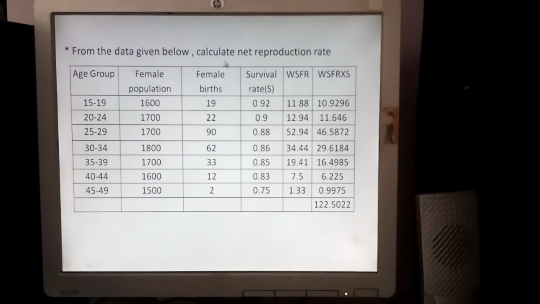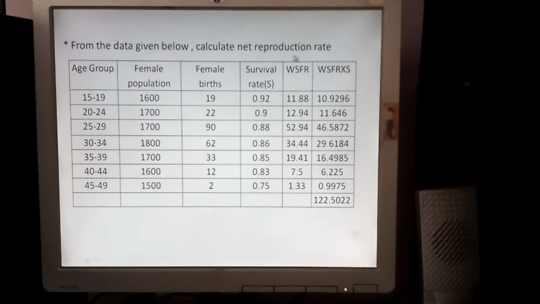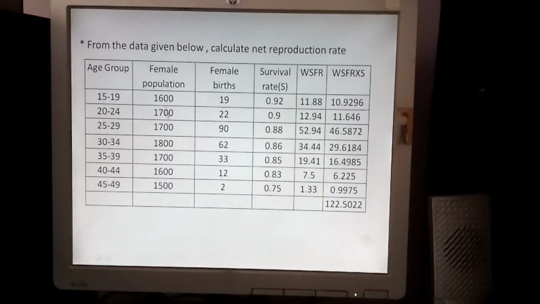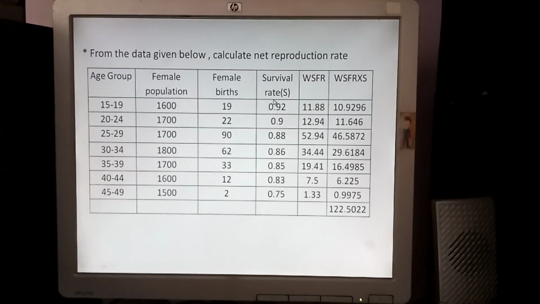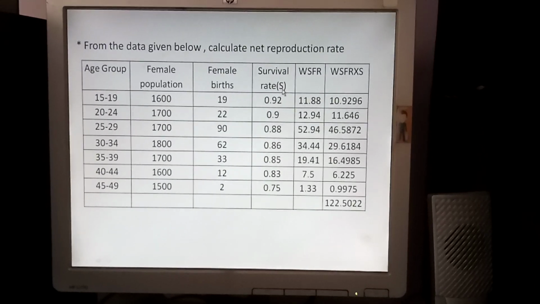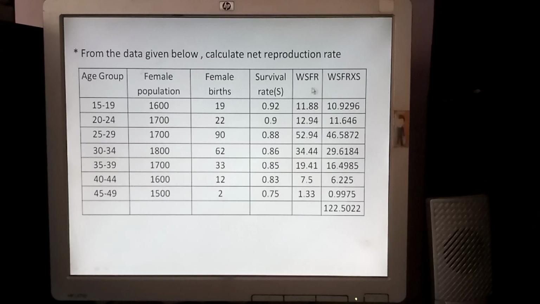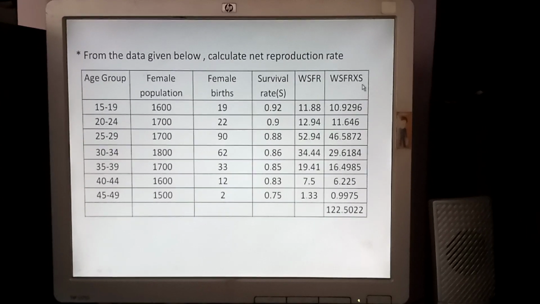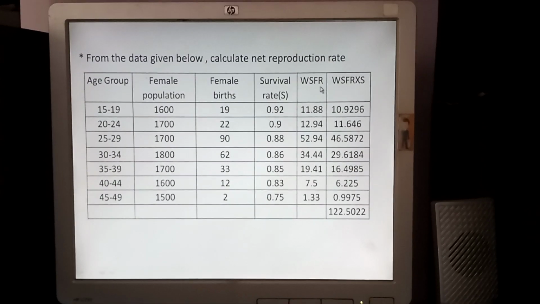Next problem. Here net reproduction rate is asked to obtain, that is NRR. Here age group is given, female population, female births, and one more column is given, that is survival rate, which we are representing by S. So these 4 columns are given in the question. We are inserting 2 more columns: one is WSFR, women specific fertility rate, and another one is WSFR into S.